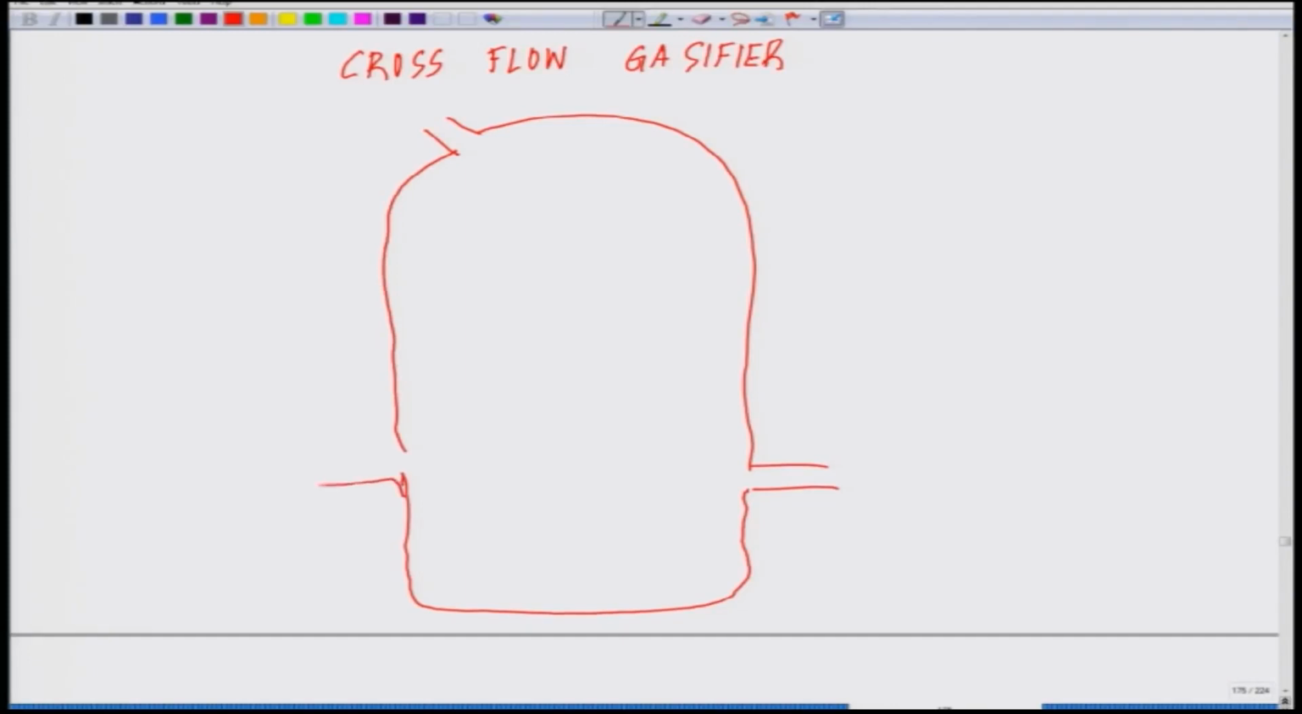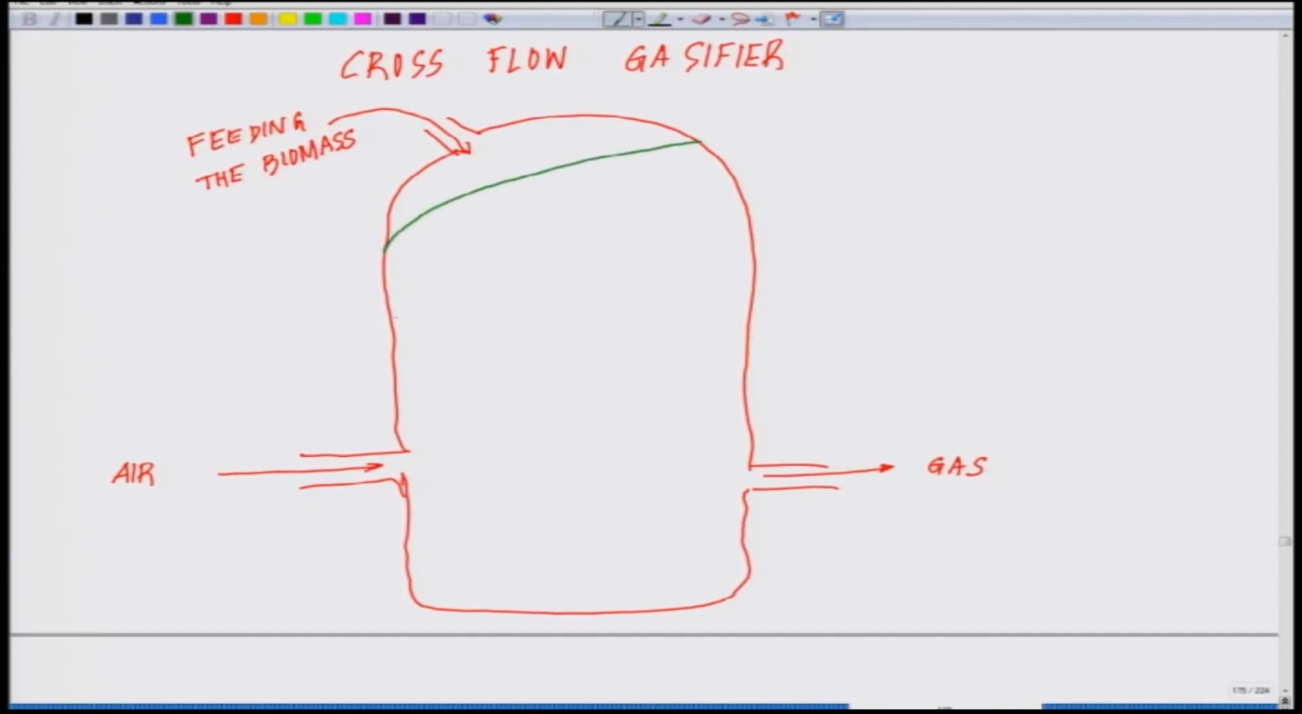Okay. So, here is the entry port for air, and at the same level you have the exit port for the gas. And this is the feeder from where you are feeding the biomass to the system, the biomass feeder, and the first level is your drying region.